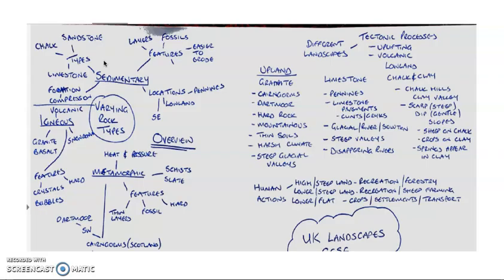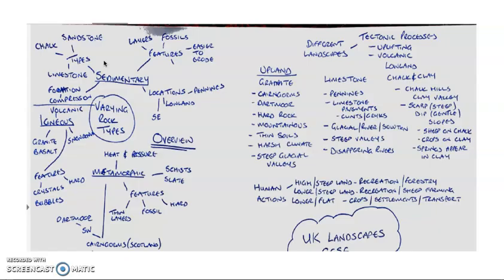Igneous rocks are those which have come from volcanic eruptions, and these tend to be granite or basalt, and these tend to be very hard. They're very resistant to erosion. Some of them may have crystals in, some of them may have bubbles in, depending whether they were formed above or below the land. And examples of this in the UK are Snowdonia.